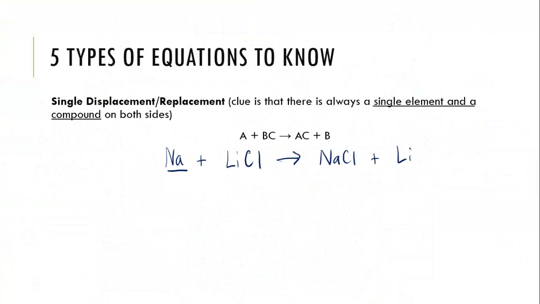Li. We have Na and Li on both sides. That is a single element. And then also on both sides, I have a compound. There's a compound. There's a compound. So if I see element, compound, then I know that I have a single replacement.